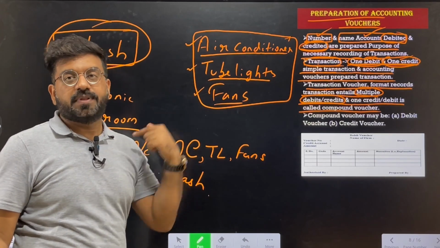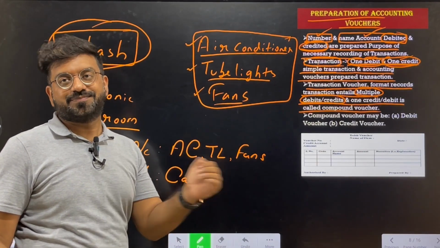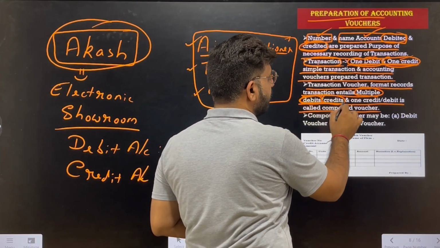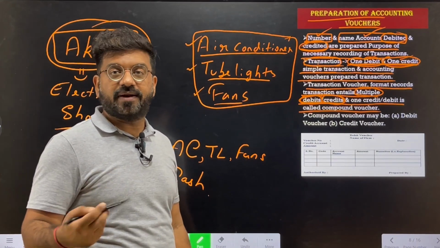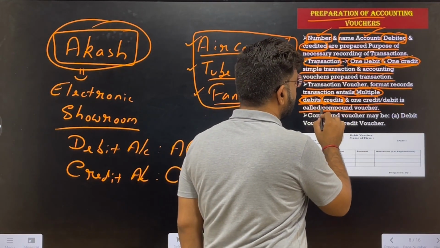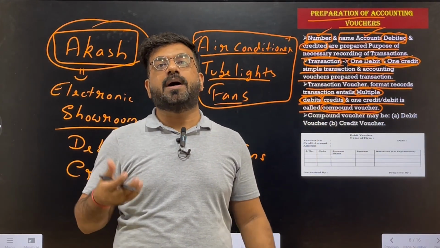As the buyer, we have to debit three items and credit one item. So it can be multiple debits or multiple credits. If in a single transaction there is more than one debit or more than one credit, then these are to be recorded in compound vouchers. These are known as compound entries, where there is more than one account involved.